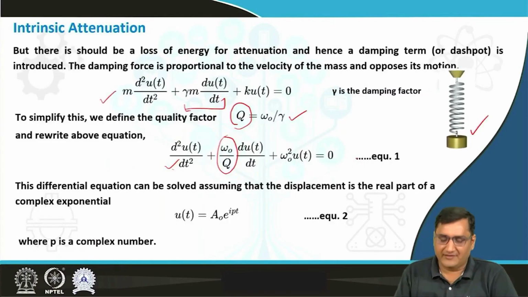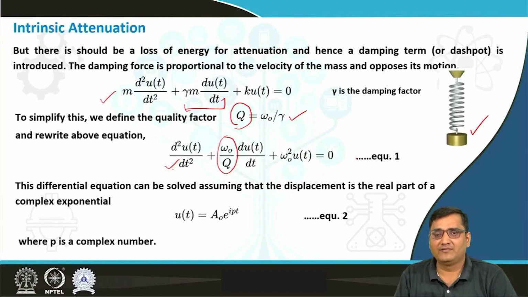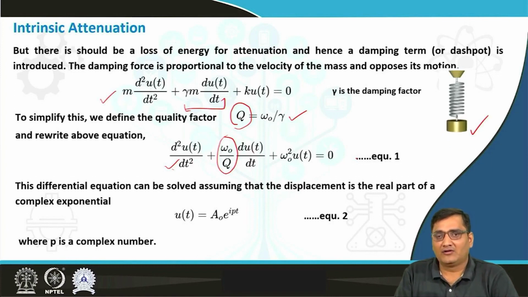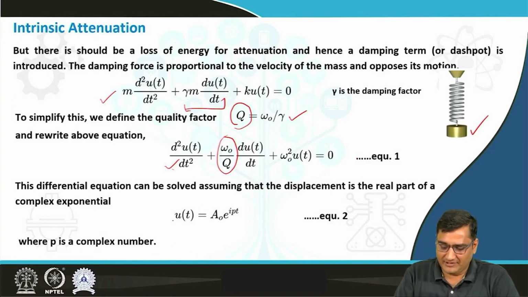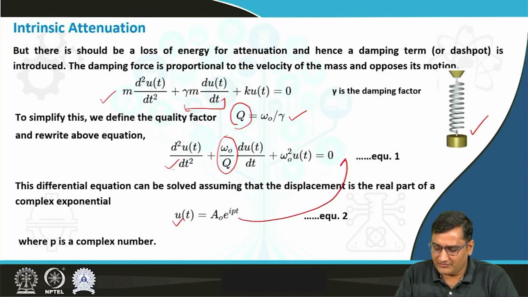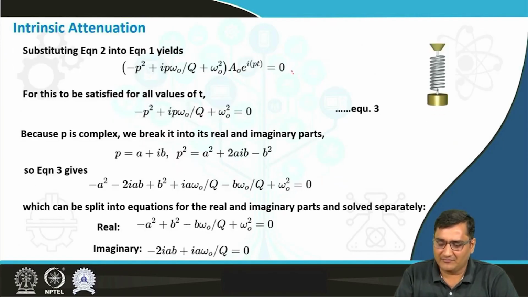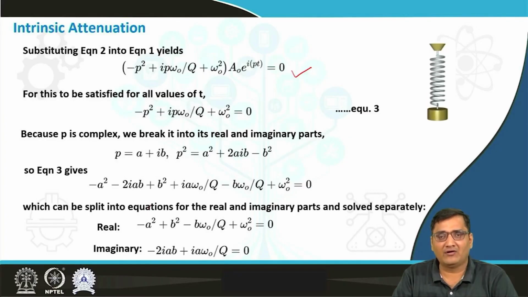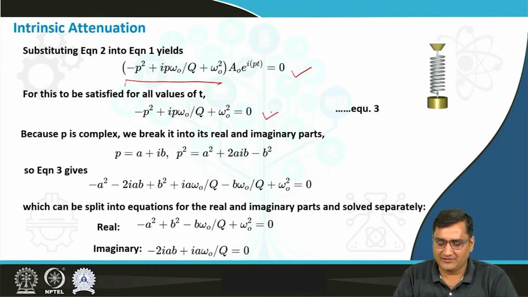Now, this differential equation we can solve using a displacement having a complex exponential, and this will be u(t) is equal to a naught e to the power iota p t. If we incorporate this into equation 1, it will become something like this. And if we want it to satisfy all values of time, then this particular term here should become 0. So this is becoming 0 here.